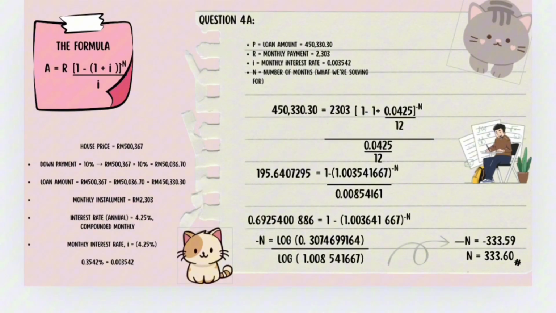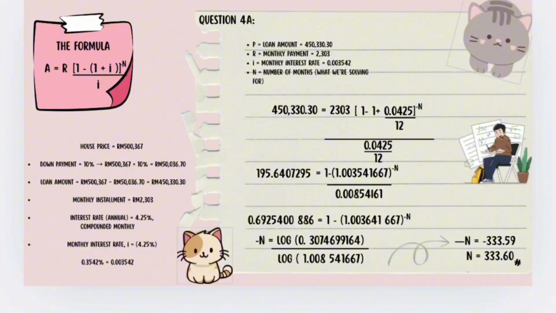We can use log to settle this problem. Negative n equals log of 0.30746999164 over log of 1.00354167. We will get negative n equals negative 333.59. But we need to round off, the negative number becomes the positive number. So the final answer we will get n equals 333.16. So we will continue with question 4B.